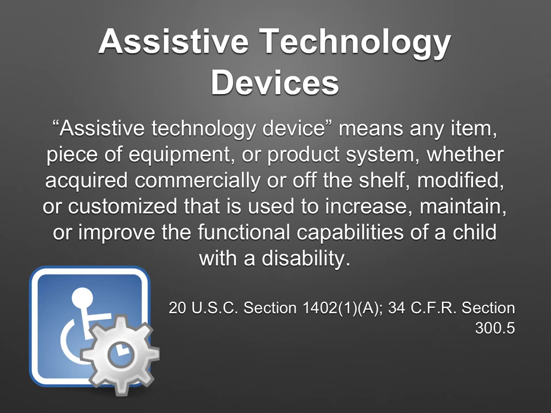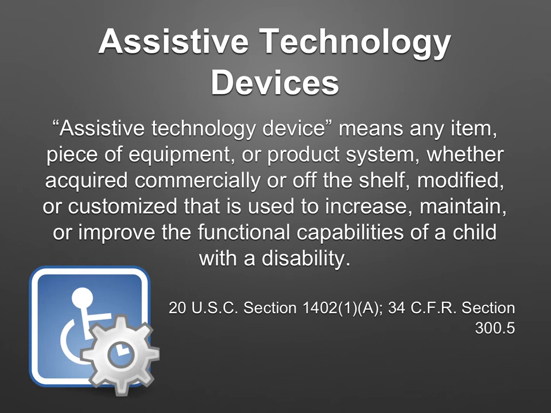Assistive technology devices. This definition has not changed from IDEA 2000. Assistive technology device means any item, piece of equipment, or product system, whether acquired commercially or off the shelf, modified or customized, that's used to increase, maintain, or improve the functional capabilities of a child with a disability. This doesn't include medical devices that are surgically implanted, such as cochlear implants, feeding tubes, or baclofen pumps, or their replacement. This includes any external components as well.